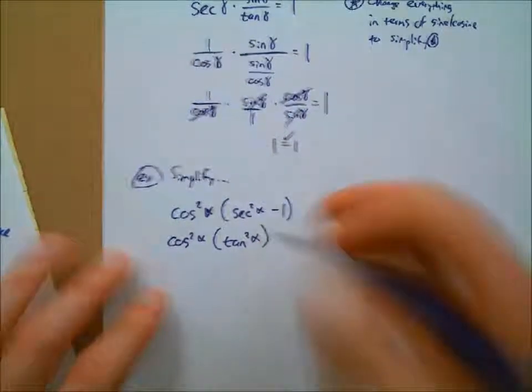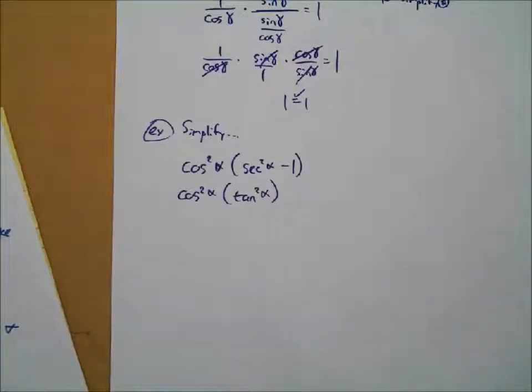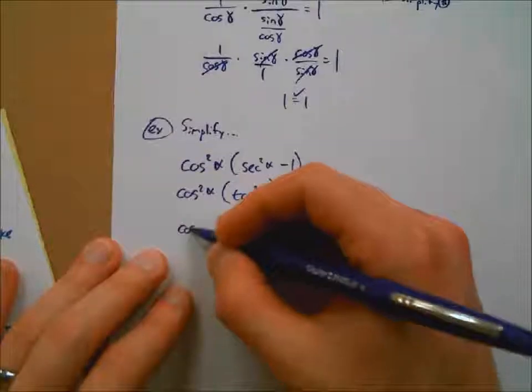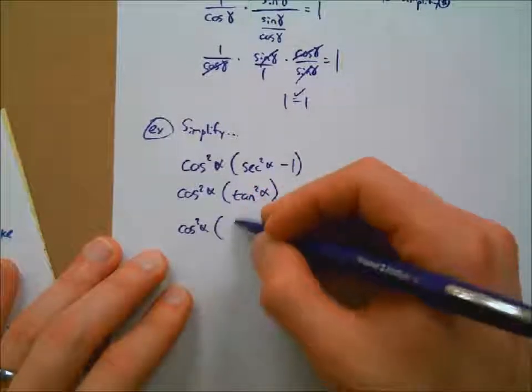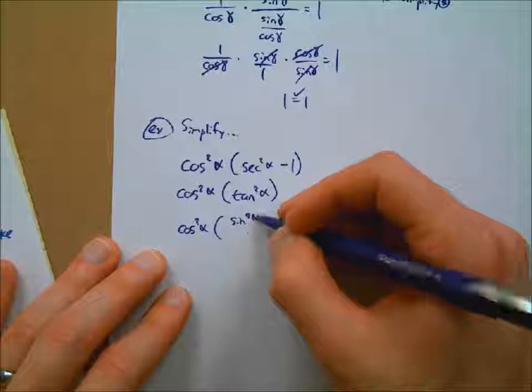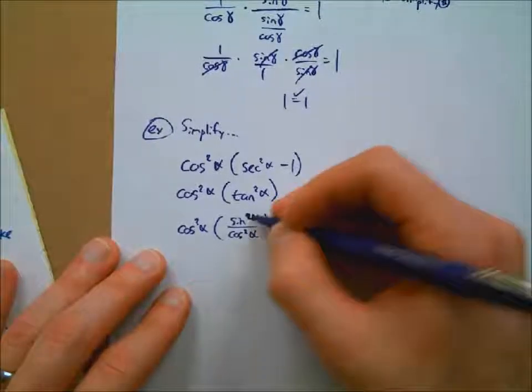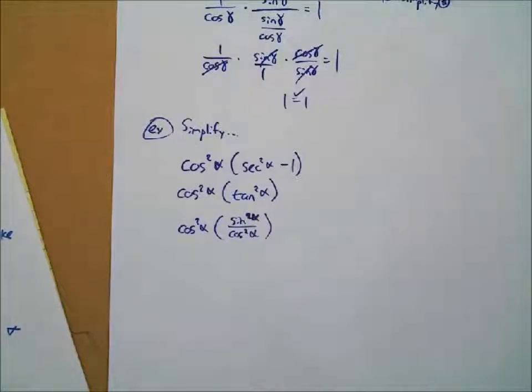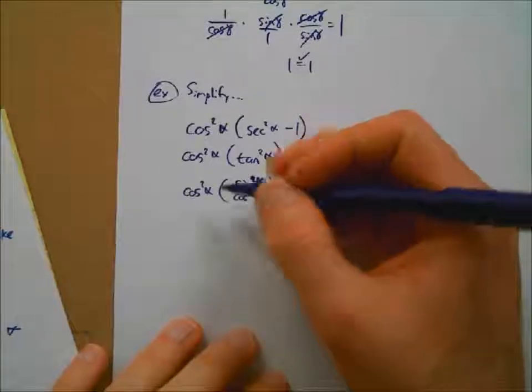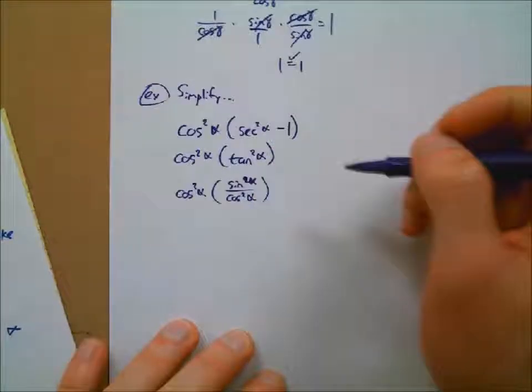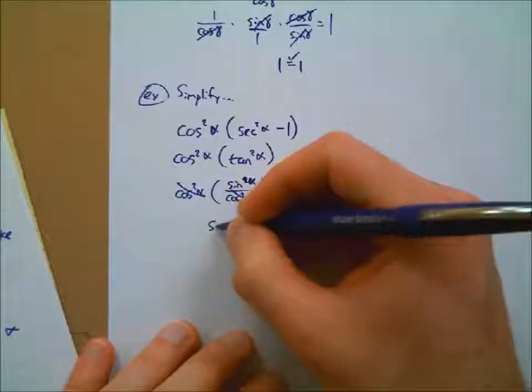Okay. How could we further simplify this? Make tangent squared sine squared over cosine squared, right? Tangent squared is sine squared alpha over cosine squared alpha. And what can we do now? What can simplify now? Cancel out the cosine squareds, right? So we're left with sine squared alpha.